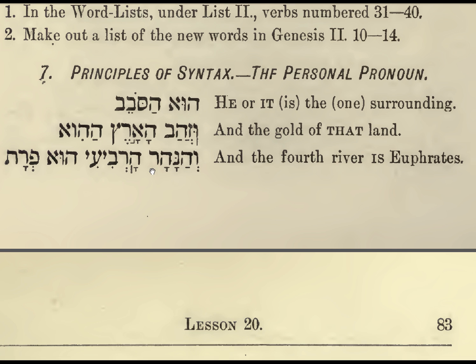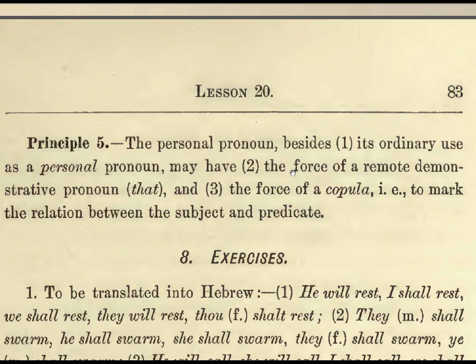V'han nahar ha-rebingi hu farat. And the fourth river is Euphrates. And the river, the fourth, he, Euphrates. So the river, the fourth, it is Euphrates. So the personal pronoun, besides its ordinary use as a personal pronoun, can also have the force of a demonstrative pronoun, that thing over there, and it can also have the force of the copula, as the joining word is or was, to mark the relationship between the subject and the predicate.